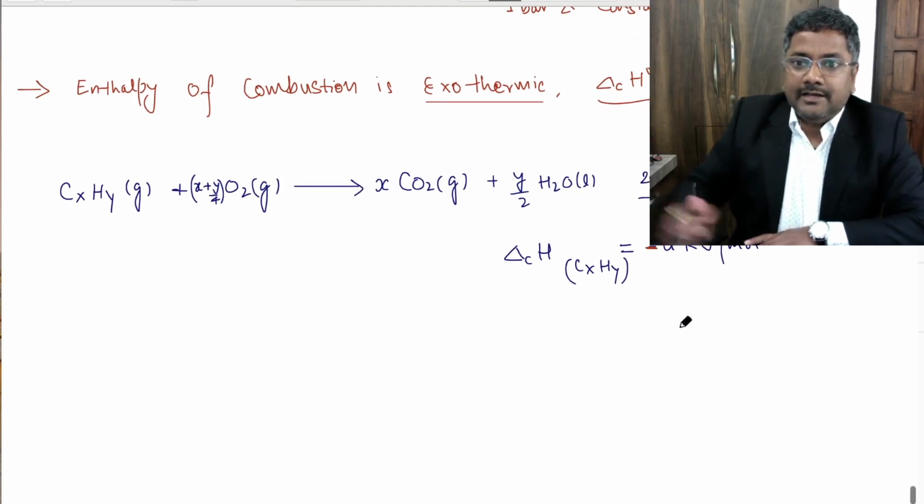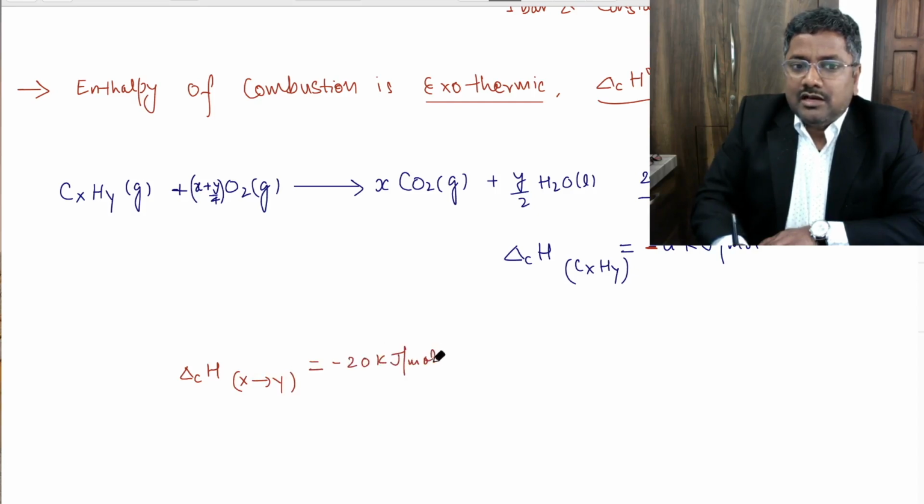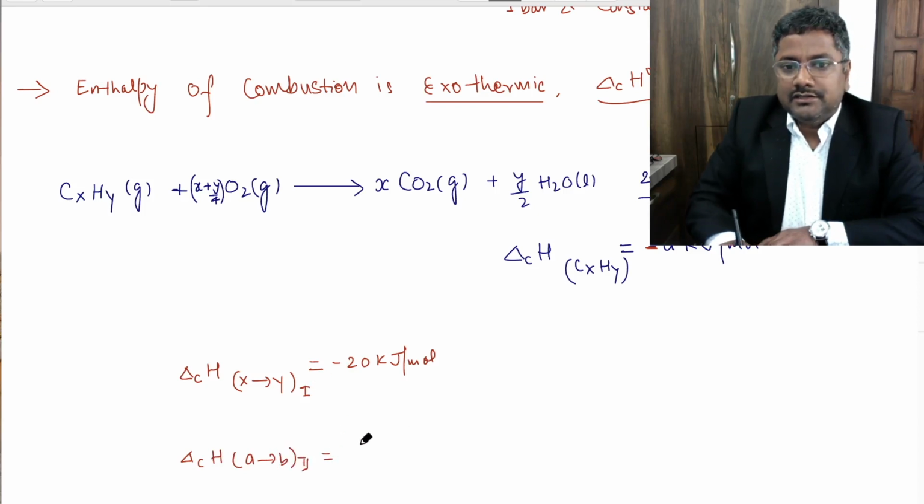So suppose that for any reaction, delta H combustion for any reaction, suppose that X gives Y, for this it is minus 20 kilojoules per mole. This is reaction 1. And for another reaction, A gives B, this is reaction 2, and this time it is minus 40 kilojoules per mole.